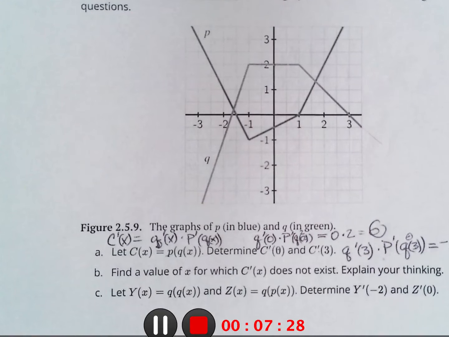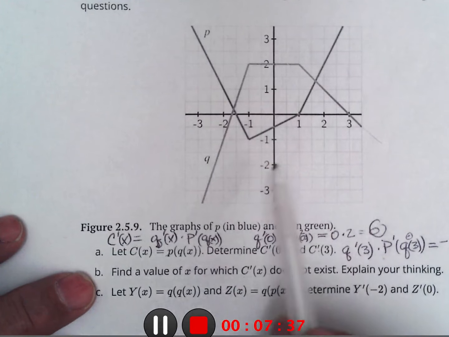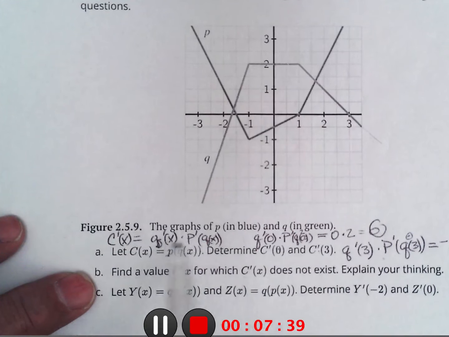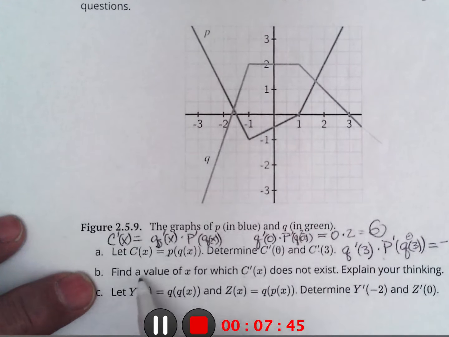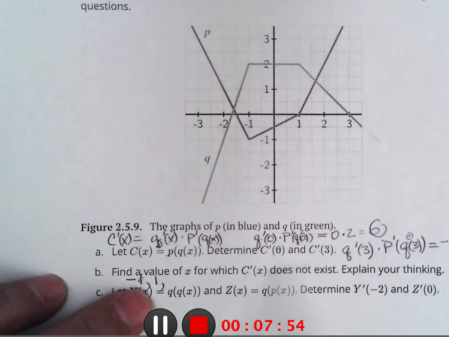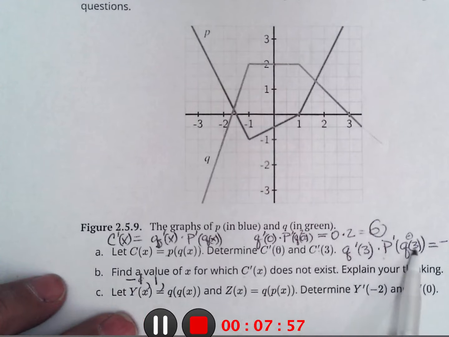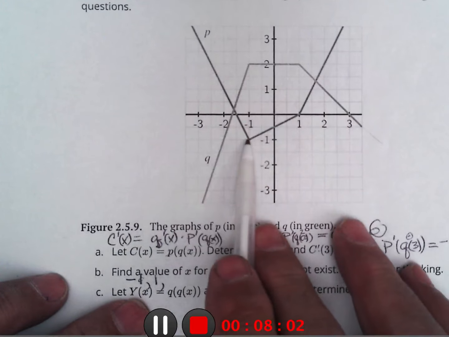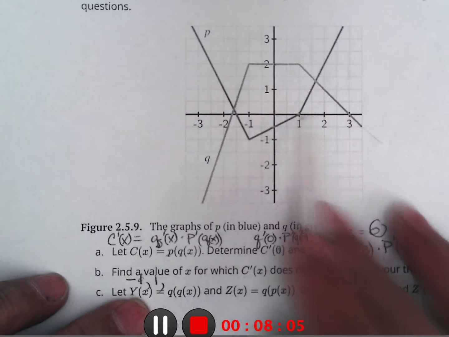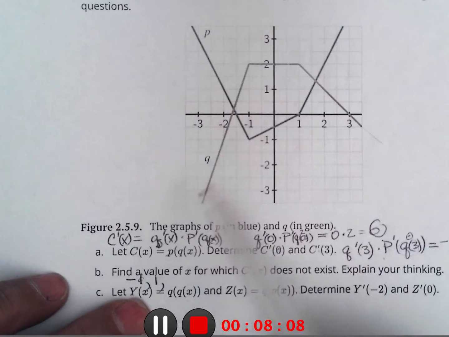Find a value for c prime that does not exist. Explain your thinking. Well, I'm going to find all of them. First of all, for c, you have to be able to take the derivative of q, and that will exclude -1 and 1, and I'm explaining it out loud. And then I have to take p prime of q values. Well, p is not differentiable at -1 or 1. So if q ever gives me -1 or 1, I can't use it.